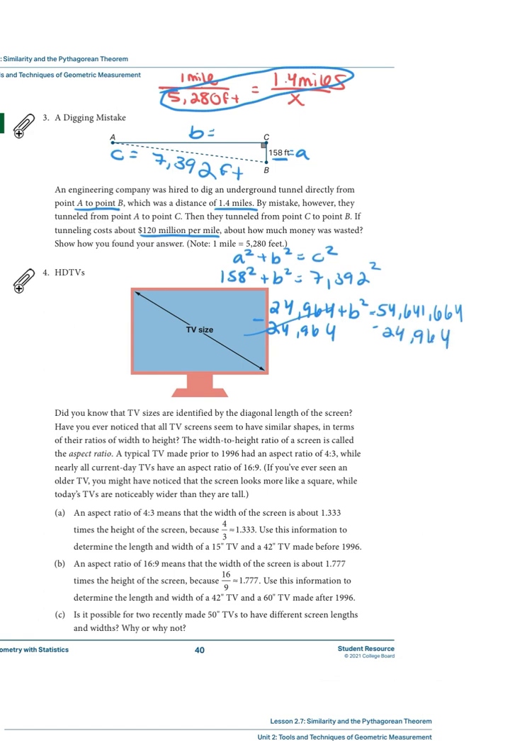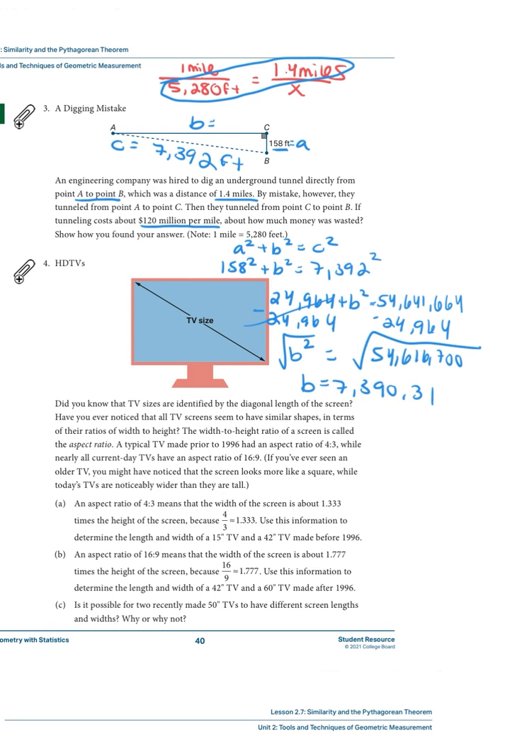That gives me 54,616,700 for b squared, and then I take the square root of that, and I get that B is equal to 7,390.31. That is what B is. So that is this.